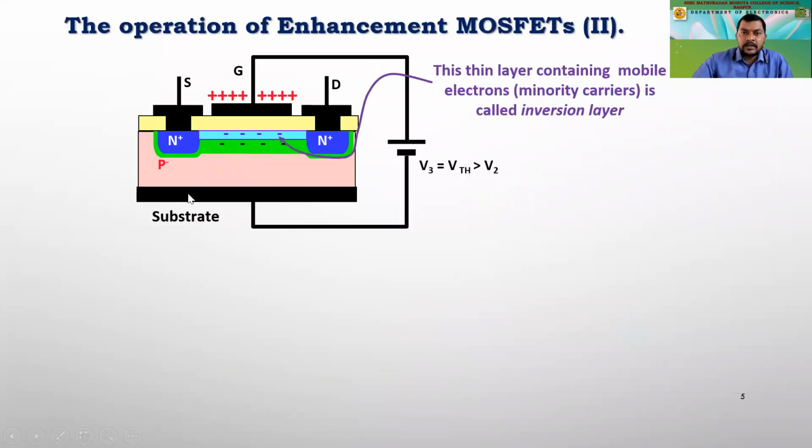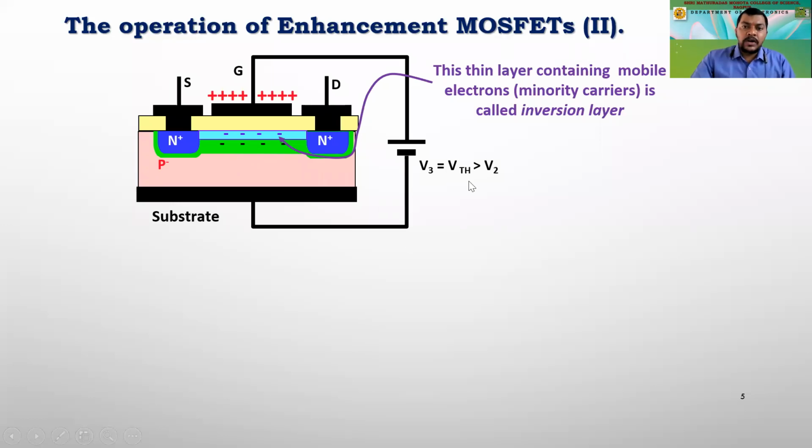The first layer, this thin layer containing mobile electrons that are minority charge carriers, is called the inversion layer. Is it visible to you? So this thin layer containing mobile electrons, which are actually minority carriers, is called the inversion layer. We have this inversion layer because of the capacitance effect. The positive charges are deposited over here, and the negative charges are deposited on the other side of a capacitor, right? Like this.